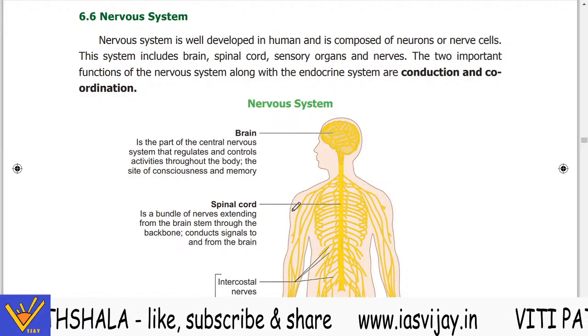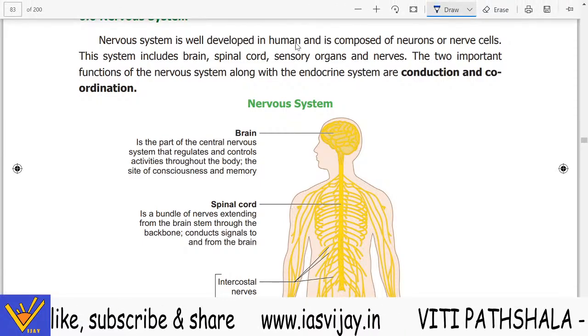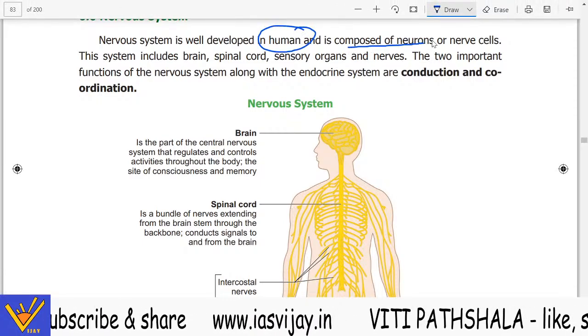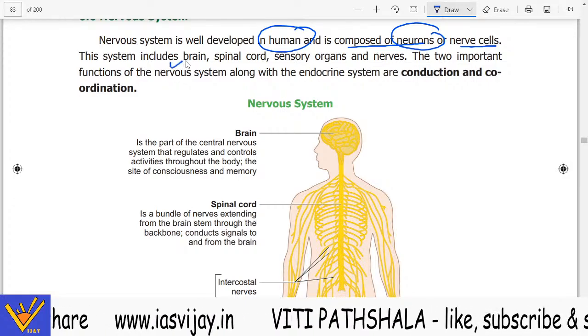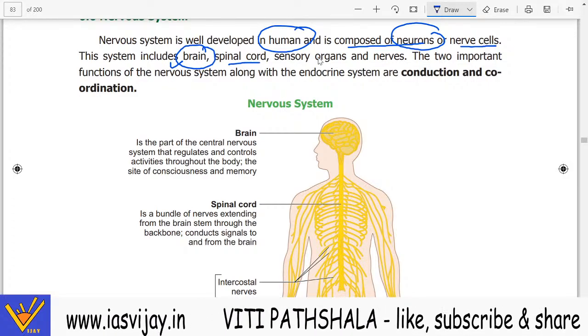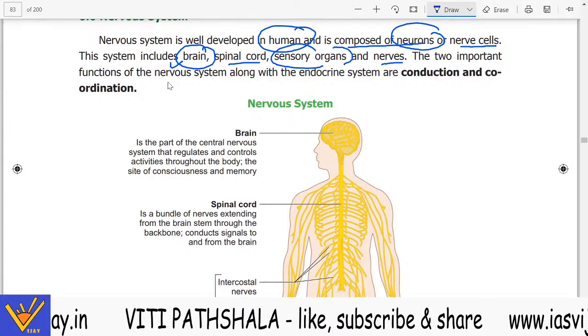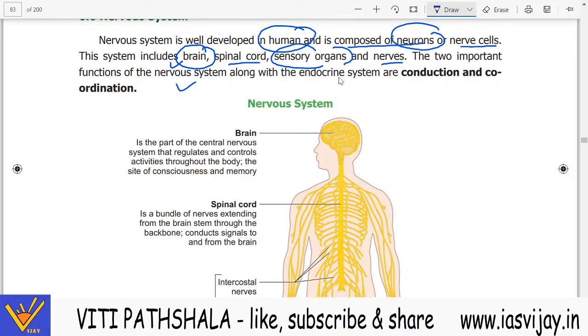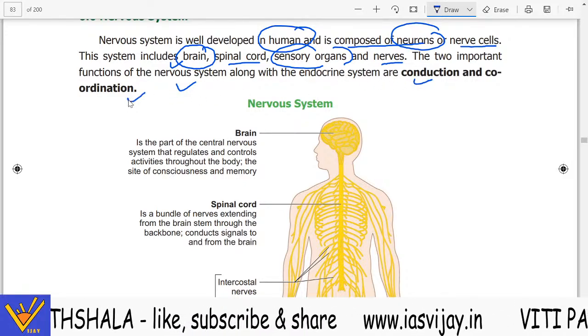Now the 6th one is the nervous system. Now the nervous system is well developed in humans, and it is composed of neurons or nerve cells. This system includes your brain, the spinal cord, sensory organs and nerves. The 2 important functions of the nervous system along with the endocrine system are conduction and coordination.